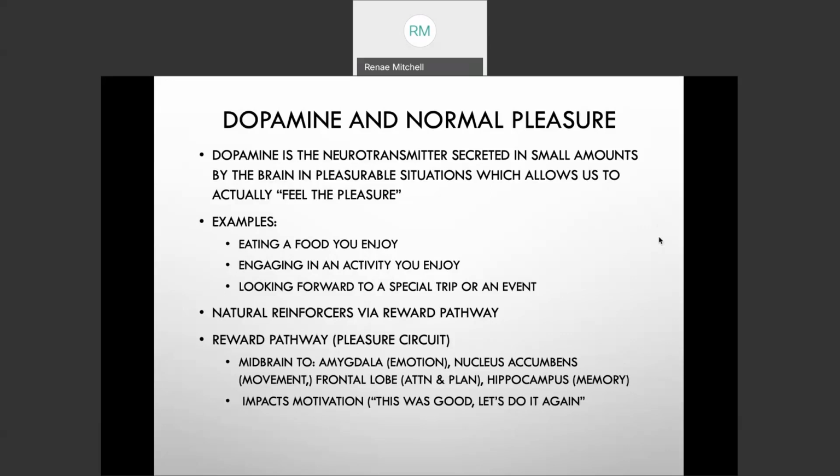And so this release of dopamine through this reward pathway really impacts our motivation to engage in particular behaviors. So essentially, the more pleasurable the behavior, the more this pathway is activated and the more motivated we are to engage in that behavior again. And this is in very typical, normal, healthy, adaptive functioning.